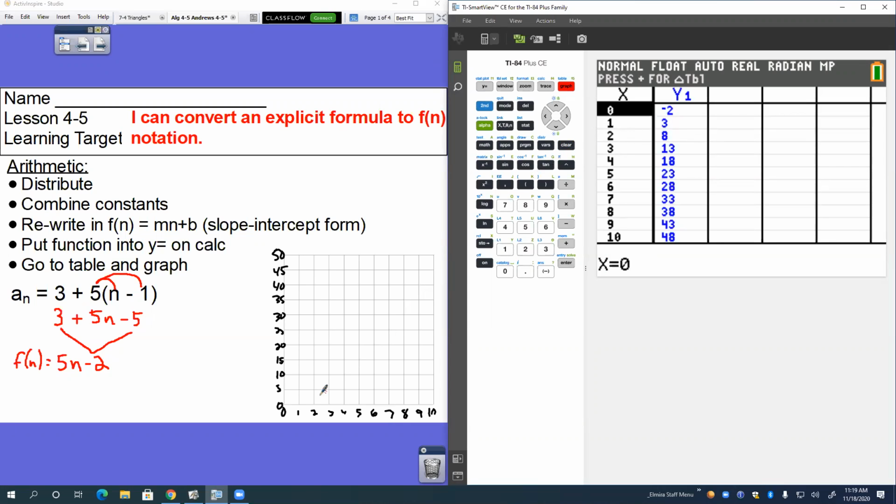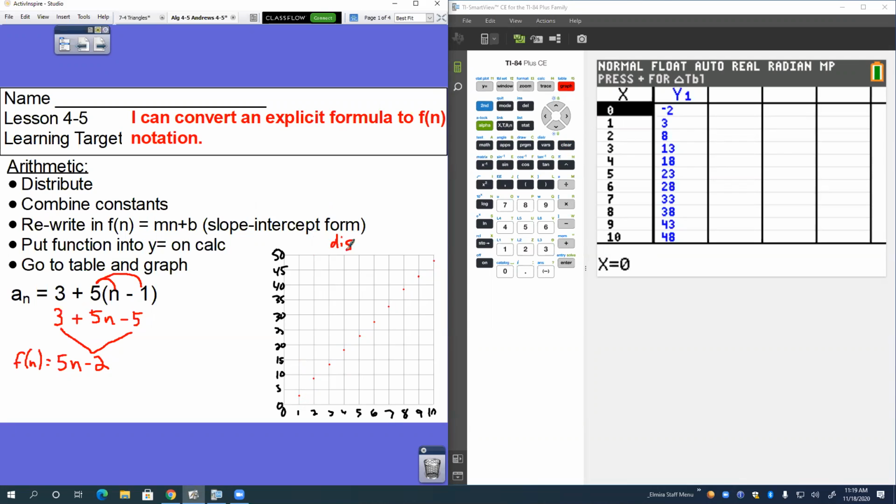We have 1, 3. So 1 and 3, I'm going to put a dot there. 2 and 8, so I'm going to put a dot there. 3 and 13, so I'm going to put a dot there. 4 and 18, 5 and 23, 6 and 28, 7 and 33, 8 and 38, 9 and 43, and then 10 and 48. Now remember, all of these graphs are discrete.